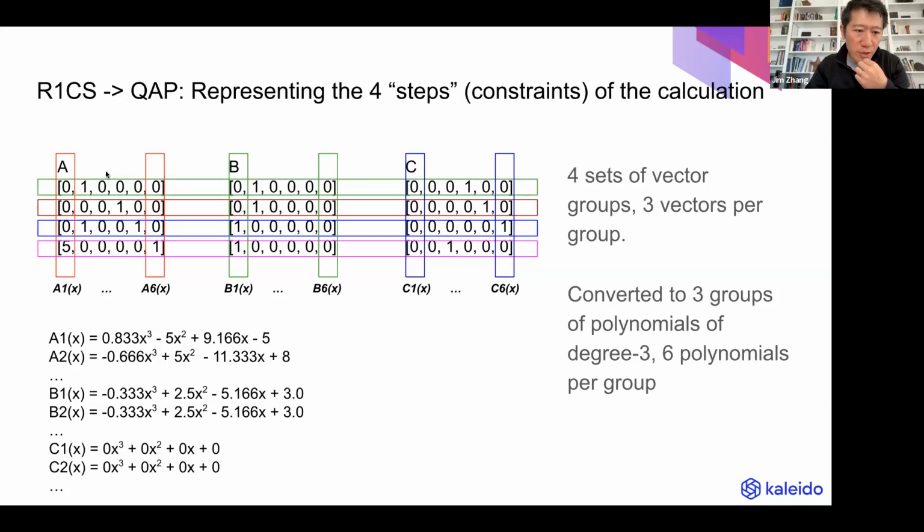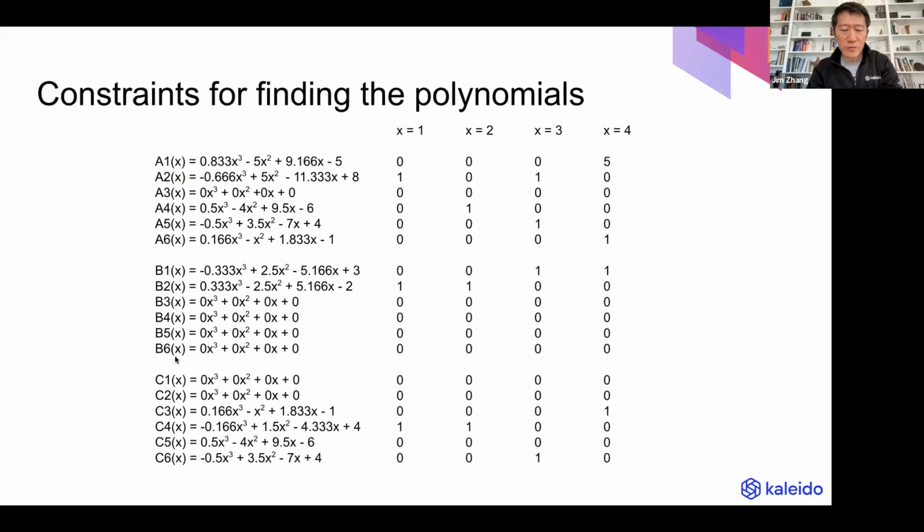You can check that this polynomial gives you 1 when x equals 1, 0 when x equals 2, 1 when x equals 3, 0 when x equals 0. Exactly how you find these polynomials to give you these results, you can read from the tutorial linked at the end. We're not going to go into those details. But the result is, for A, instead of 4 vectors of 6 elements, we have 6 polynomials of degree 4. So that's what we've got now. In the end, we have 3 groups of polynomials. Each group has 6 of them. So that's the conversion we've just done.